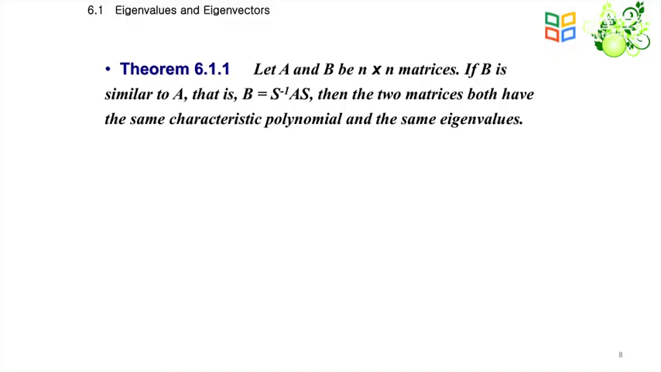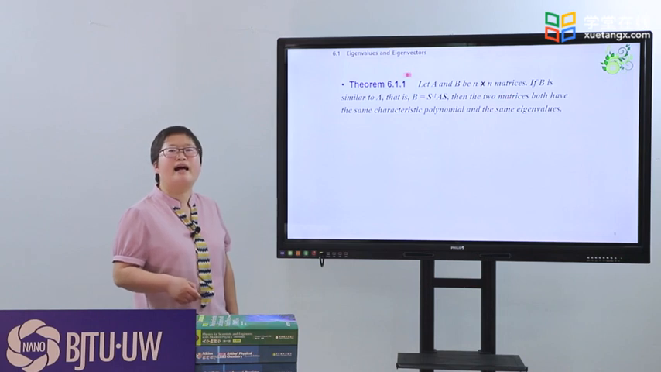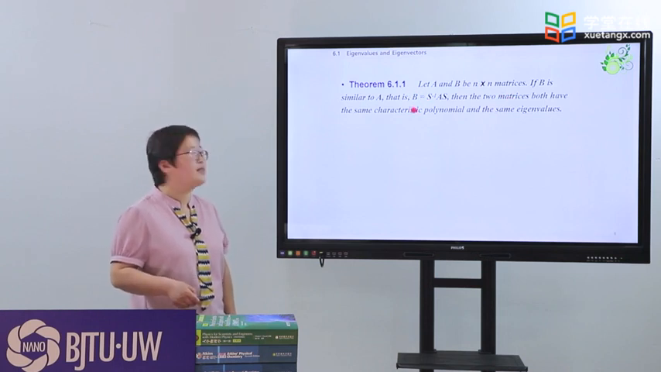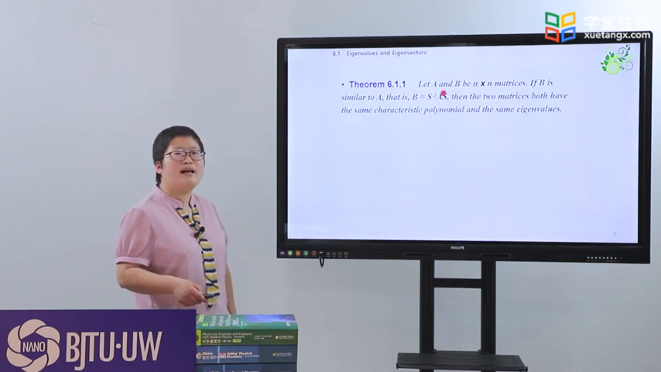Now we have this theorem, 6.1.1. Let A and B be n by n square matrices. If B is similar to A, that is B equals S inverse times A times S, then the two matrices have the same characteristic polynomial and the same eigenvalues. Similar matrices use different bases for the same linear transformation. We have the matrix representations A and B. They are similar matrices, so you can have B equals S inverse times A times S.